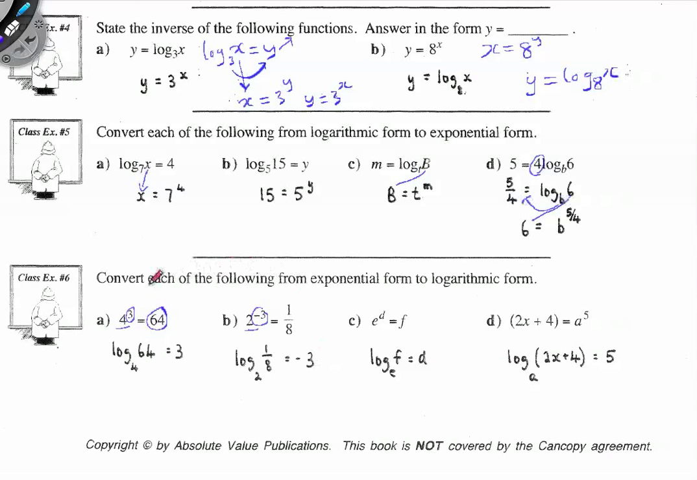Okay, from exponential to log. So here's exponential again. The value is going to be equal to d. Here's the base, and we're logging the f. Here again, we've got an exponential, so 5. Here's the base a, and we're logging the 2x plus 4.